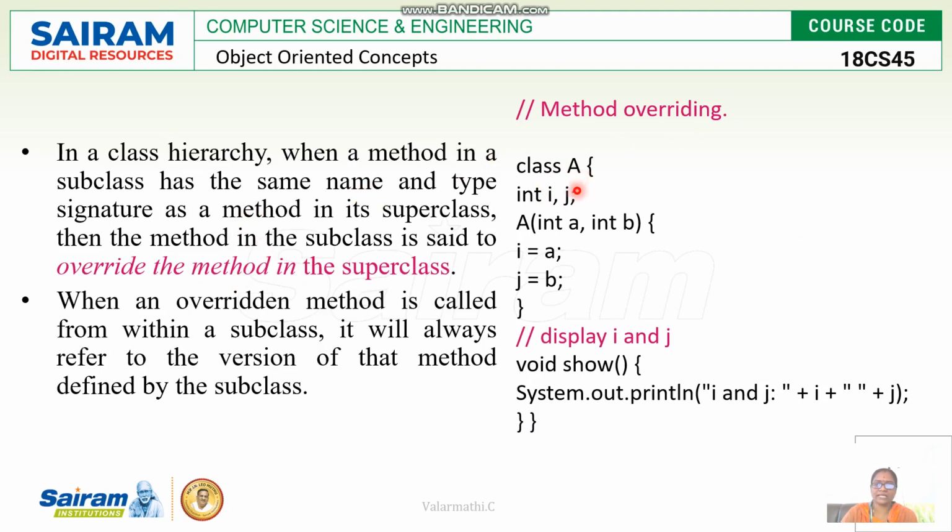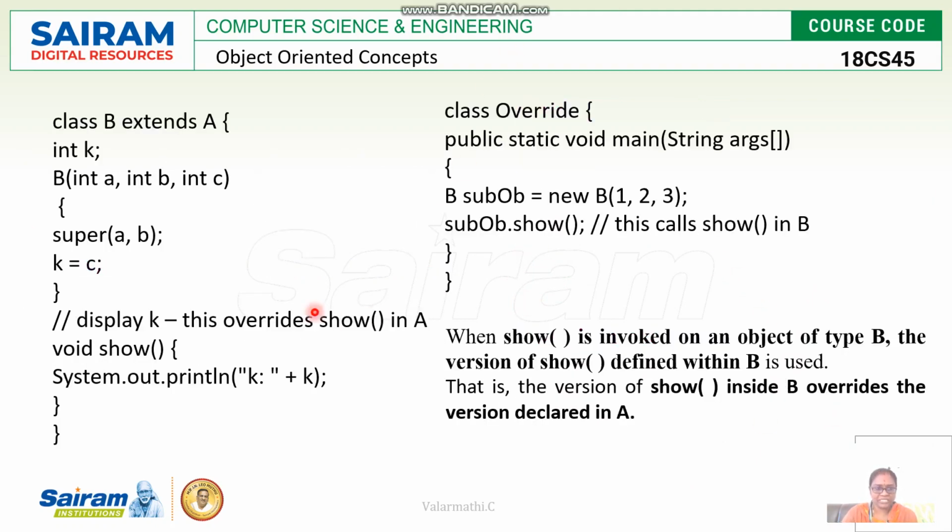The same class A is there. It has the two member data, that is I and J. It has its constructor where A and B values are assigned to its member data I and J respectively, and show is my method. In that, I and J values are displayed.